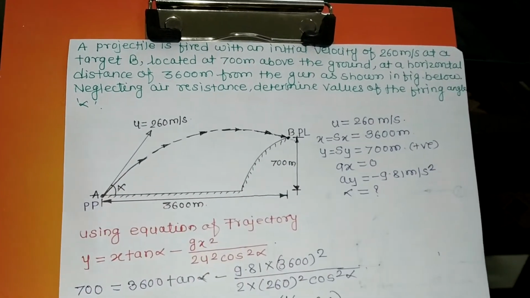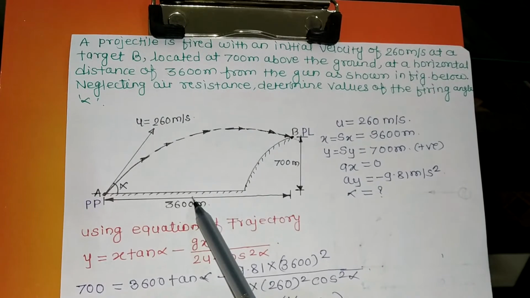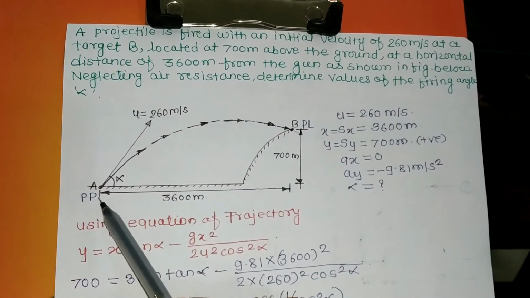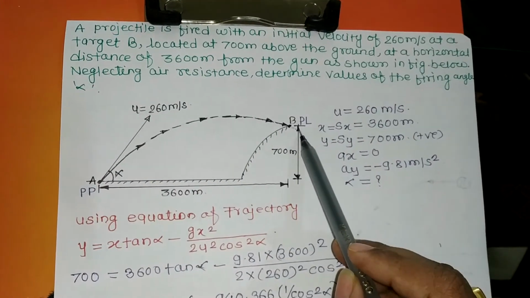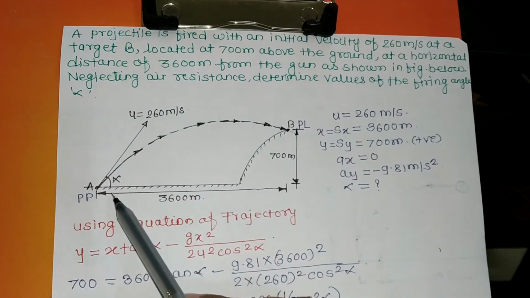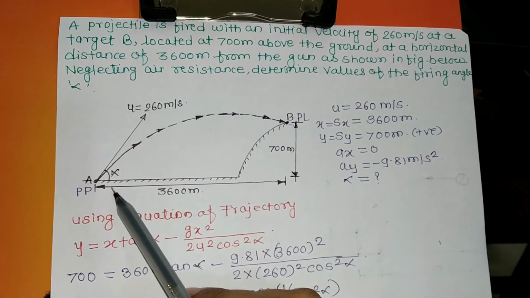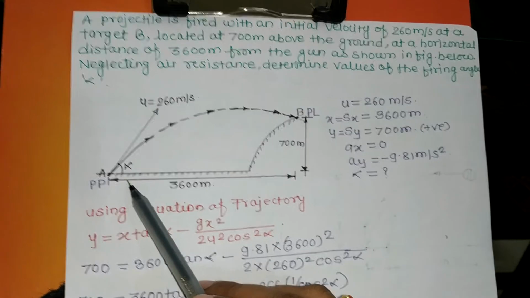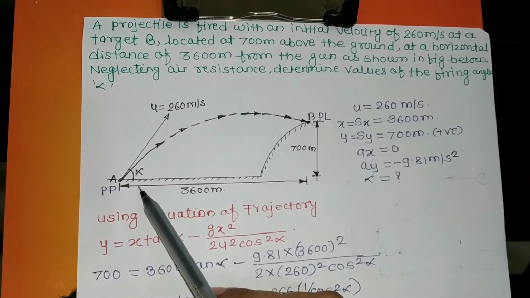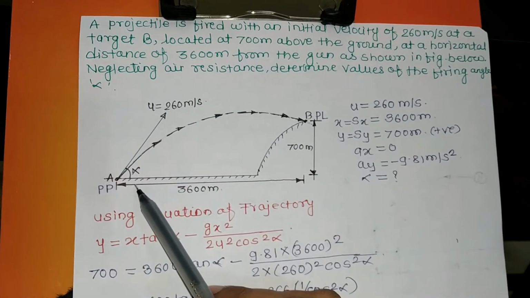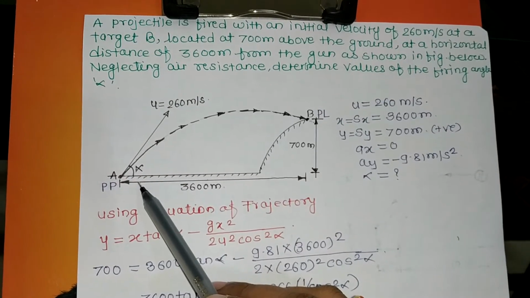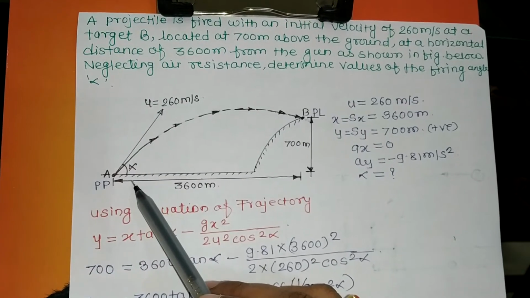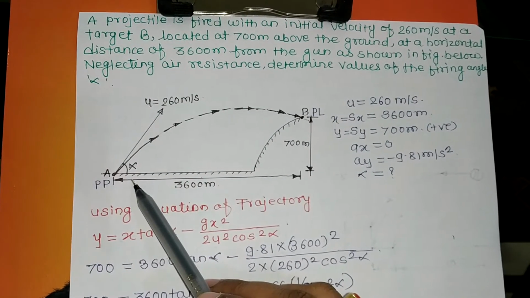In this case, I have considered the very first case that we have already studied in the previous video lecture, and that is point of projection is below the point of landing. For this case, we are going to use the equation of trajectory. We can use the general equations of motion along x direction and y direction also to solve this numerical, but specifically we are going to solve it by using the equation of trajectory.